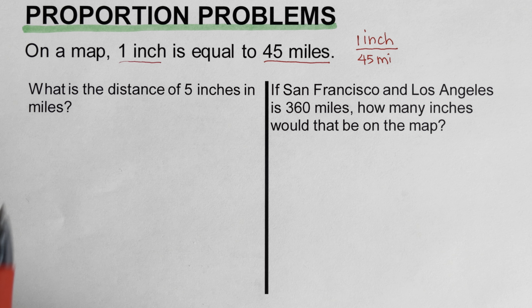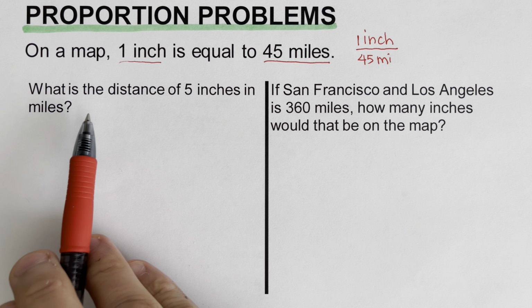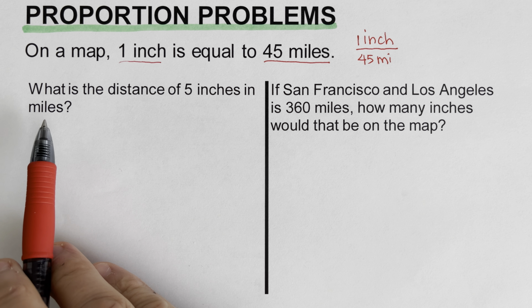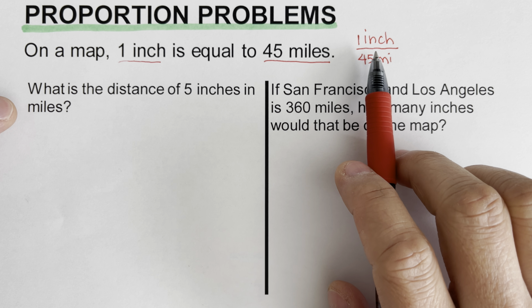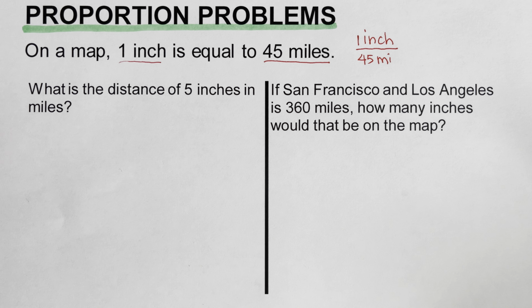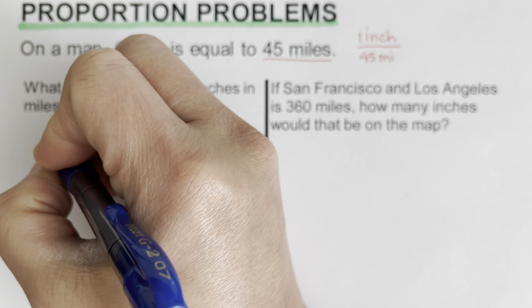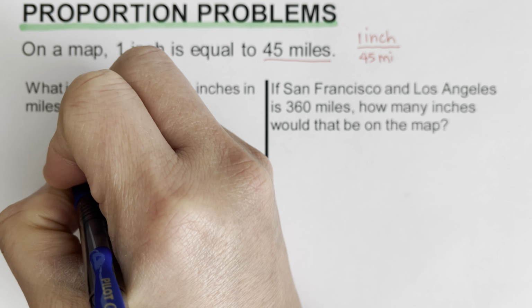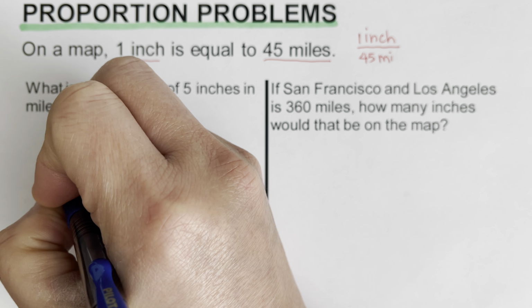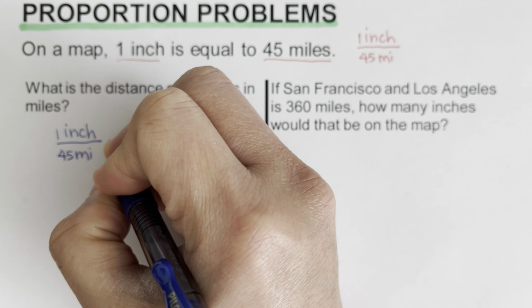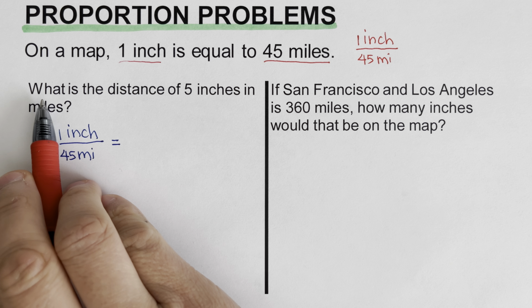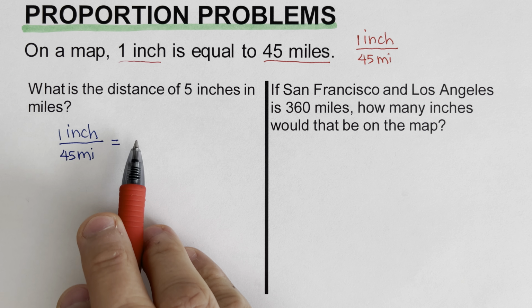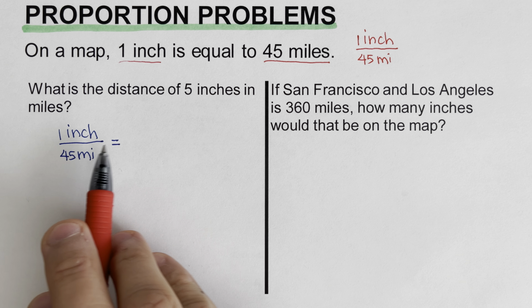So let's take the first case right here. What is the distance of 5 inches in miles? The first thing we're going to do in order to solve this kind of problem is use the ratio that we established from the statement. So I'm going to write that down here: 1 inch over 45 miles. And we are going to use whatever is given in this problem to create the other ratio to make the proportion.